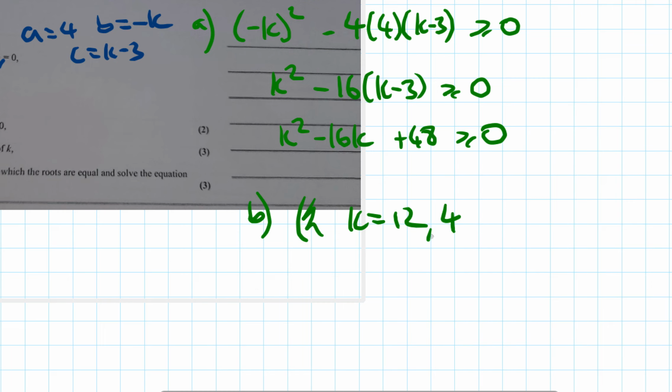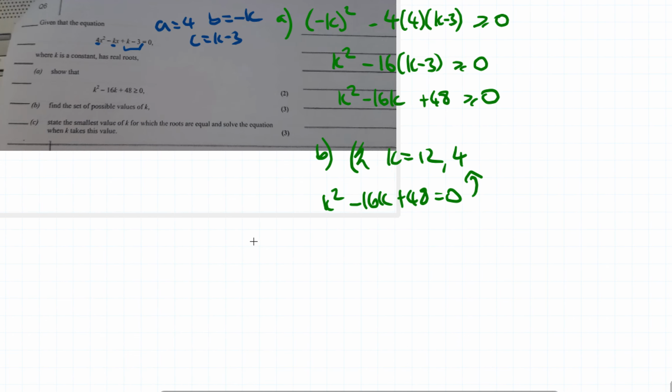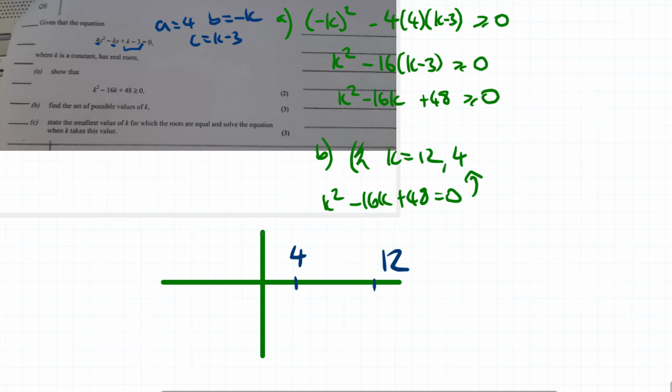That is when, so to do this one, we said that k squared minus 16k plus 48 equals 0, and then we solve that, so k equals 12 and 4. Now the next thing we should do is we should always sketch. Don't be overconfident here, just sketch it out. It means that you're guaranteeing yourself the answer, and it's worth the extra minute it takes to sketch. So here we've got 4, here we've got 12, and then we do our sketch here.